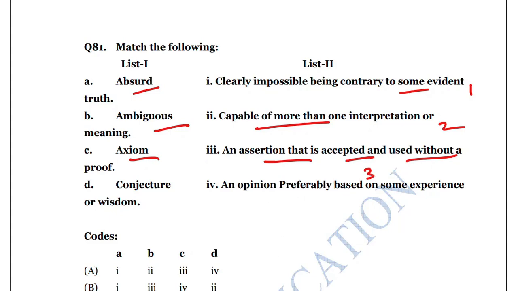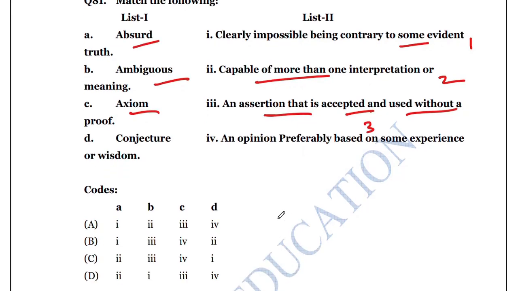The next one is conjecture. Conjecture is an opinion preferably based on some experience. Based on some experience I am doing, so that is called conjecture. So which is available in option A? Absurd means clearly impossible, being contrary to some evident truth. Ambiguous means capable of more than one interpretation. Axiom means an assertion that is accepted and used without a proof. And conjecture, an opinion preferably based on some experience or wisdom.